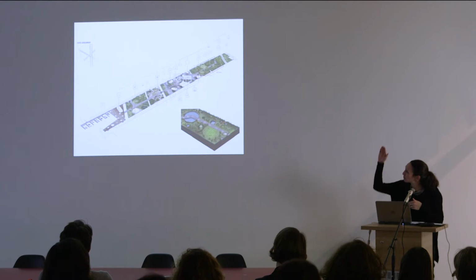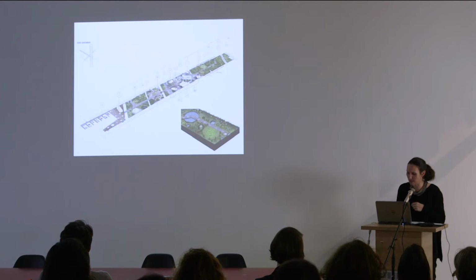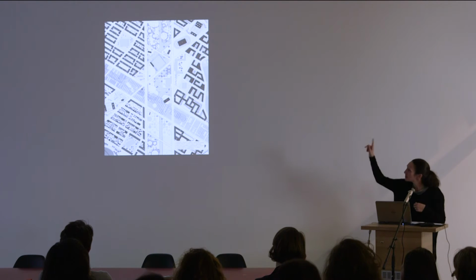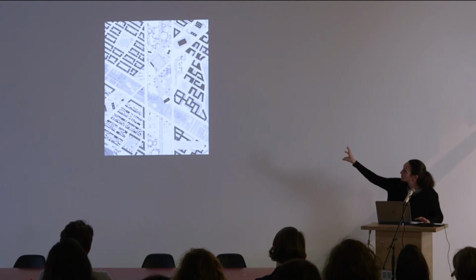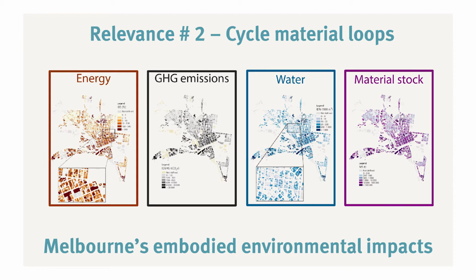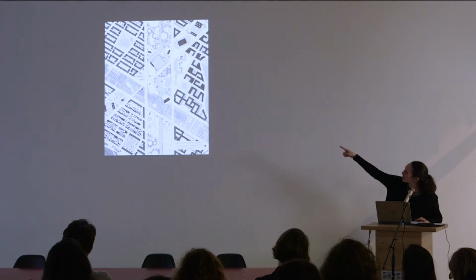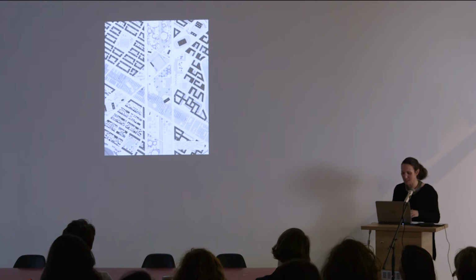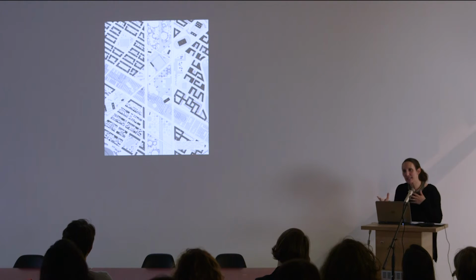So why is it important to cycle material loops and how to do it? Again, I'll just borrow some results that we did back in Melbourne. This is Melbourne. On the right, you see, again, it's cropped, anyhow, you see the material stock. So again, as we said, all the materials that are inside of a city, you can measure it, you have a number of tons. Again, you have to remember that those materials are not just tons. To make these materials, you need energy, you need water, you need greenhouse gas emissions.